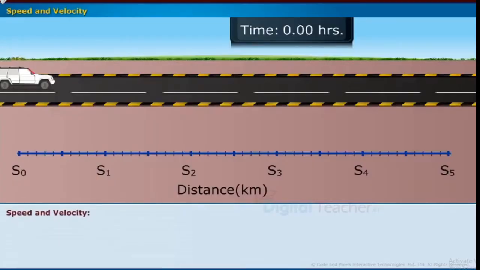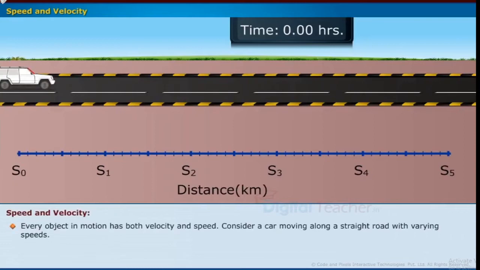Speed and velocity. Every object in motion has both velocity and speed. Consider a car moving along a straight road with varying speeds.